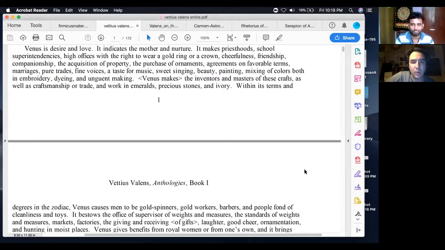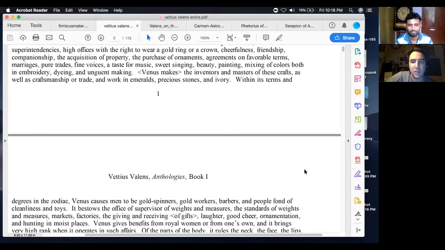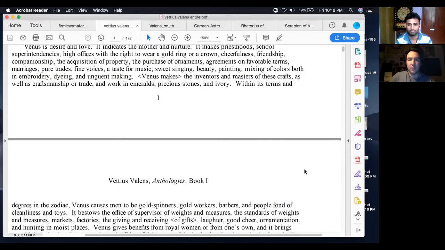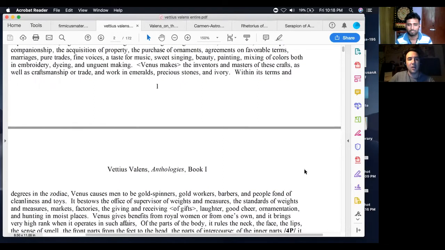High offices with the right to wear a gold ring or a crown, because Venus is very much associated with shiny, sparkly, beautiful ornaments and things, right? Cheerfulness, friendship, companionship, the acquisition of property, ornaments, agreements on favorable terms, marriage, of course, trade, fine voice, taste for music, sweet singing, beauty, painting, and all this other stuff. Venus is the planet of centripetal action. It's going within, whereas Mars was going without. So Venus is about creating that inner harmony, that inner beauty.